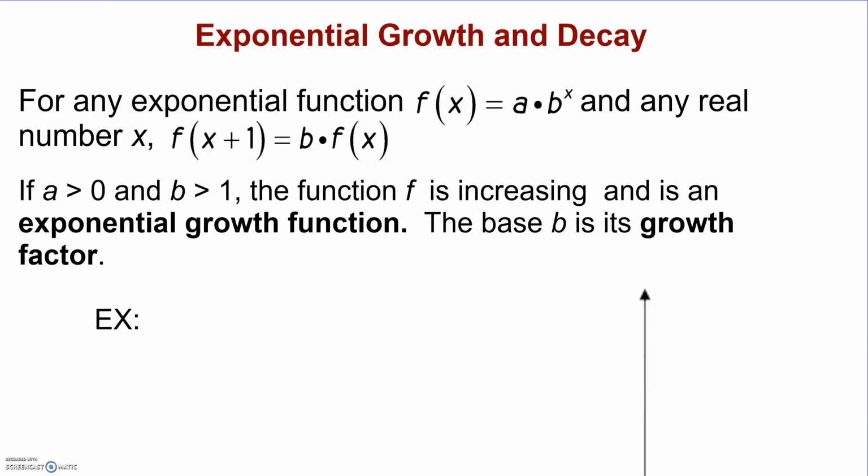All right, so here we are continuing in section 3.1. This is the second video of section 3.1. And we are going to talk about exponential growth and decay. And you can see here up at the top, I have the definition for any exponential function. f of x equals a times b to the x. And for any real number x, f of x plus 1 is equal to b times f of x.